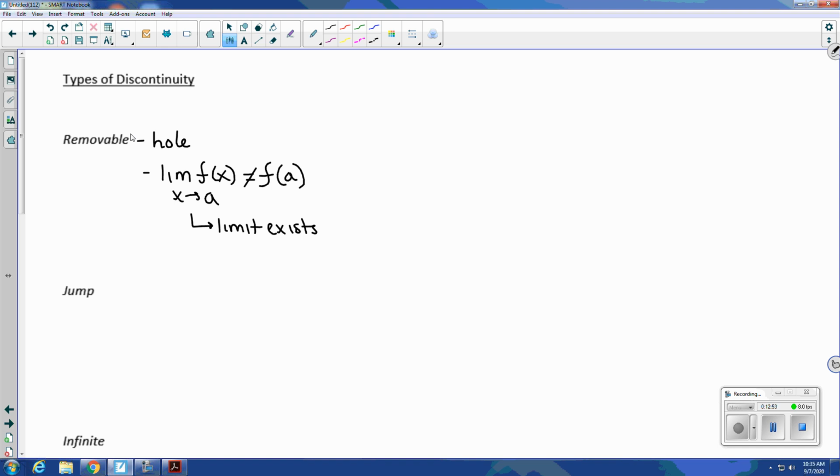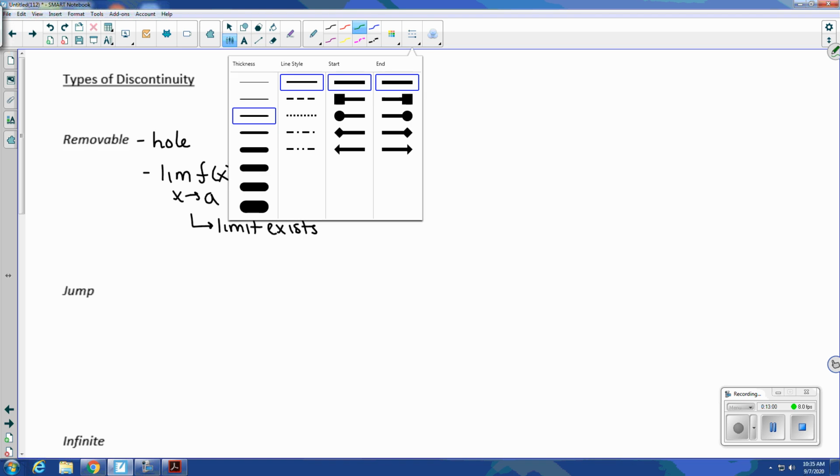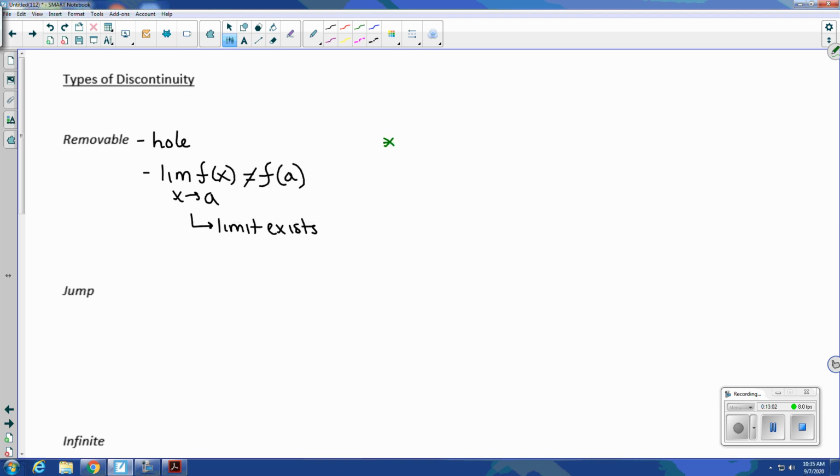Now, just a quick recap from pre-calc. If you remember when we have rational functions, we'll just put a little note off to the side. An easy way to find them with rational functions.